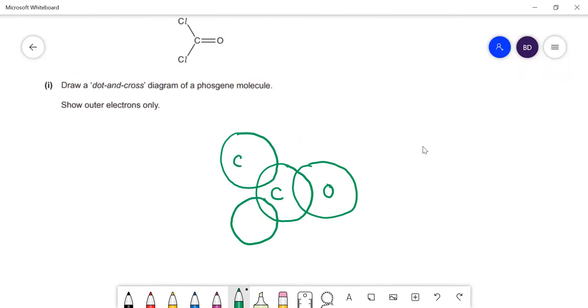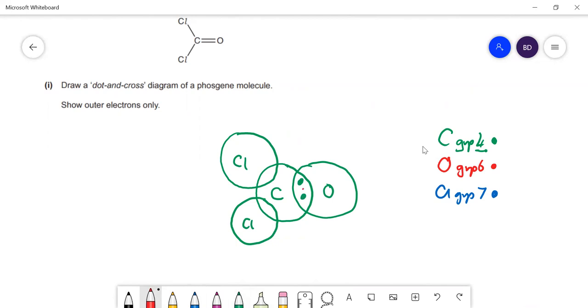Right, carbon is in group 4. I'll draw the electrons of carbon as dots. Oxygen is in group 6. I'll draw them as red dots. And chlorine is in group 7. I'll draw them as blue dots. And obviously, carbon's got 4 of its own electrons. Oxygen has got 6 electrons in the outer shell, and chlorine has got 7. Right, this one's a double bond, so I need to put in 4 electrons. Right, let's finish it off for oxygen. I've drawn 2 red dots. We need 6, so I need to draw 2 lone pairs.